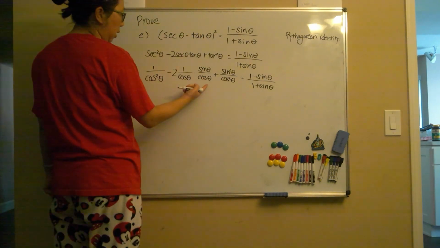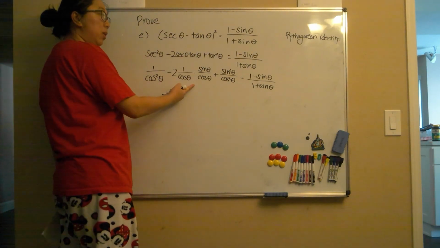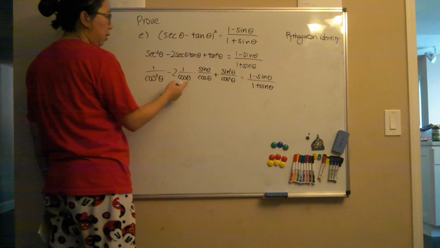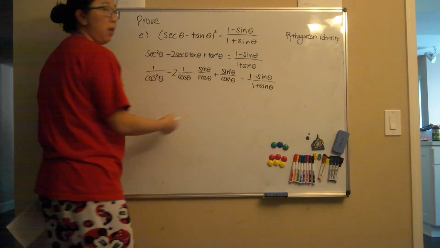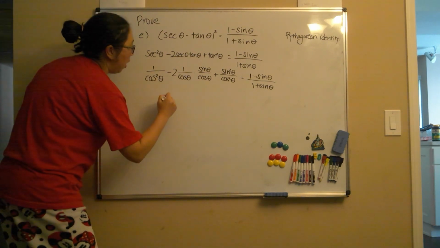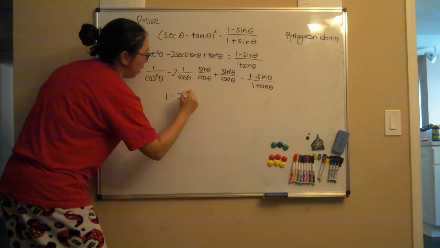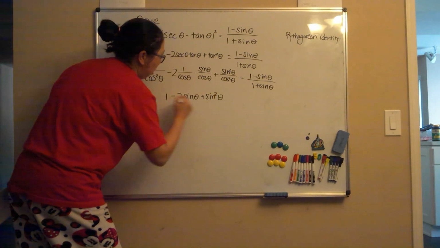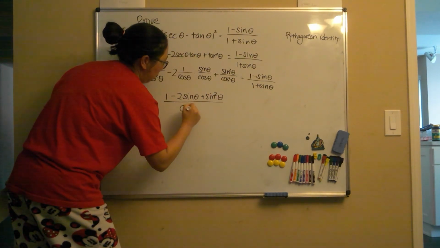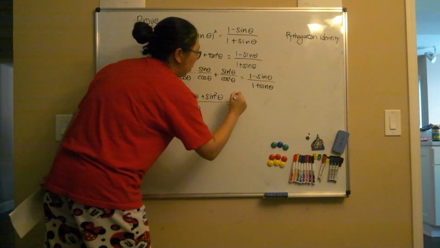Now I started noticing, when I multiply this together, I'm going to get cosine squared theta here. And all the denominators now become cosine squared theta, which means all three of these could be combined into one fraction of 1 minus 2 sine theta plus sine squared theta over cosine squared theta.